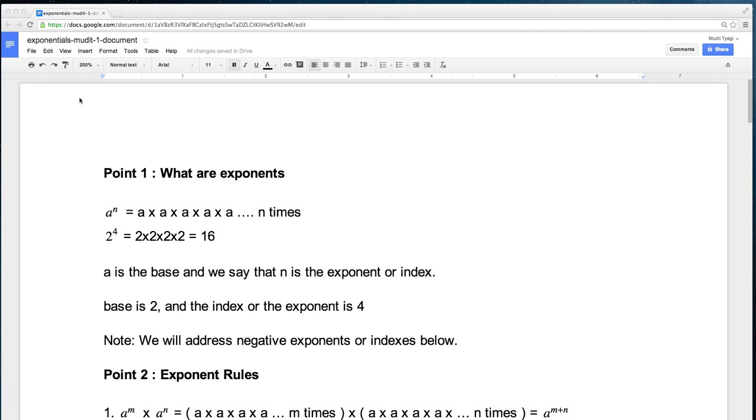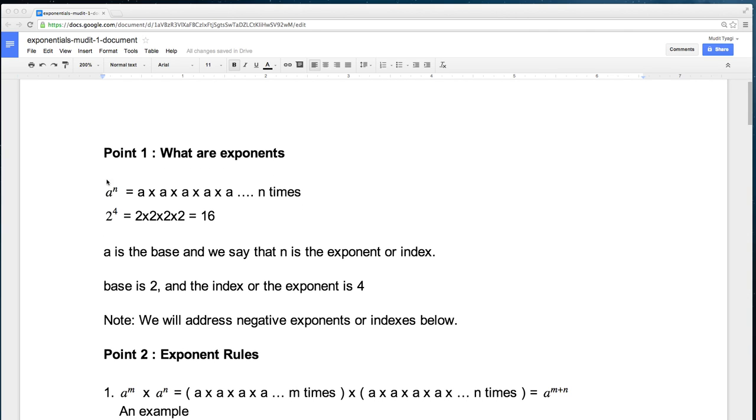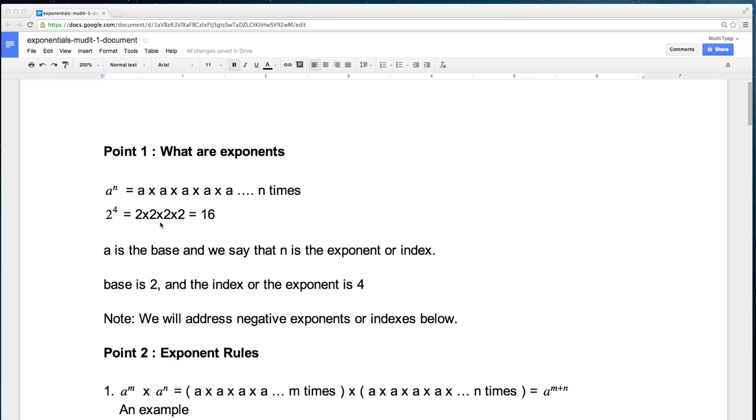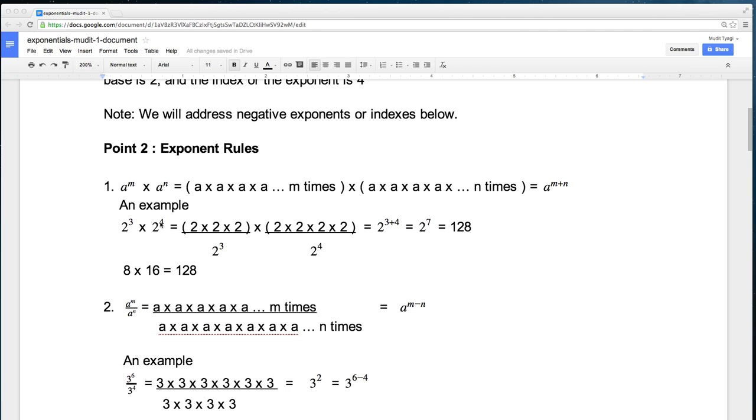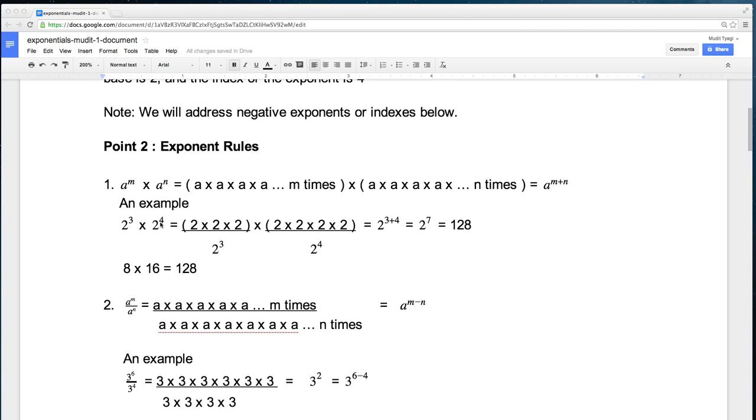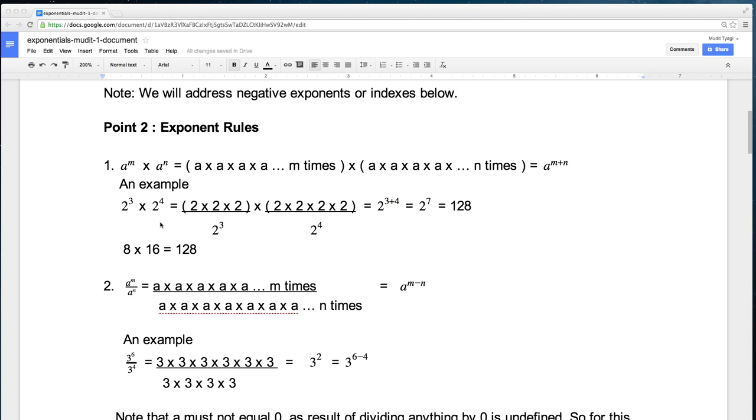So a little bit of language. a is the base, and n is the exponent or the index. For now, we're talking about values of n that are positive, but soon we will run into values of n which are negative. So a couple of points about how to work with exponents, a few rules to keep in mind.